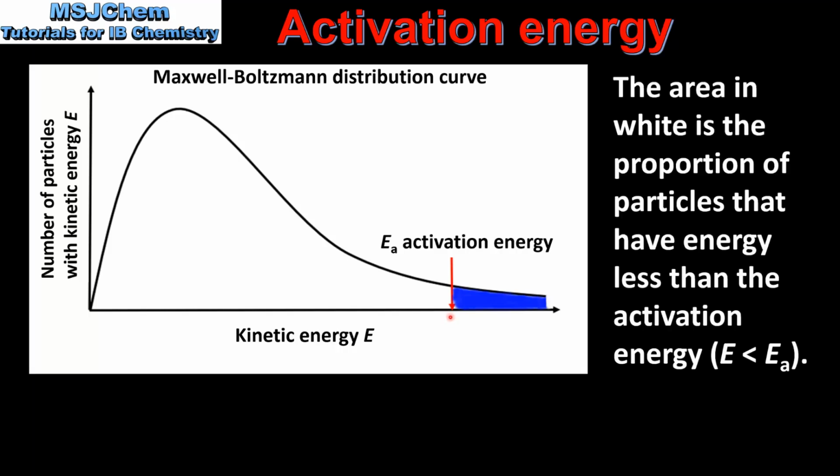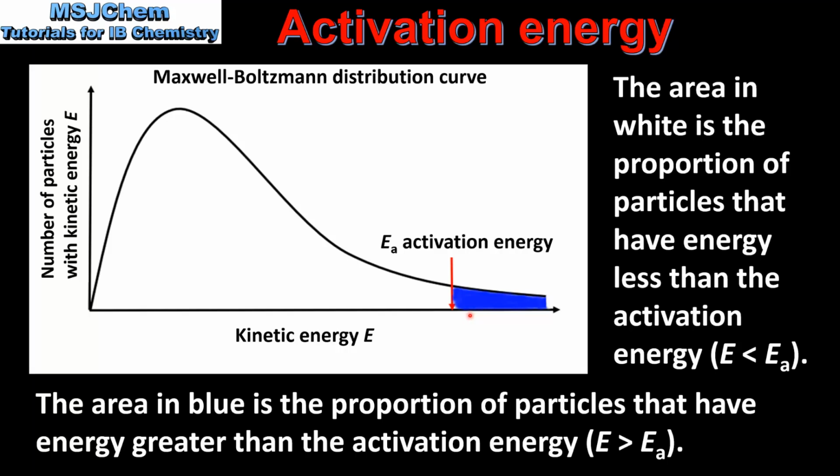So the area in white is the proportion of particles that have energy less than the activation energy for the reaction. So all these particles in the white area do not have enough energy to react. The area in blue is the proportion of particles that have energy greater than the activation energy. So all the particles in this blue area have sufficient energy to react.